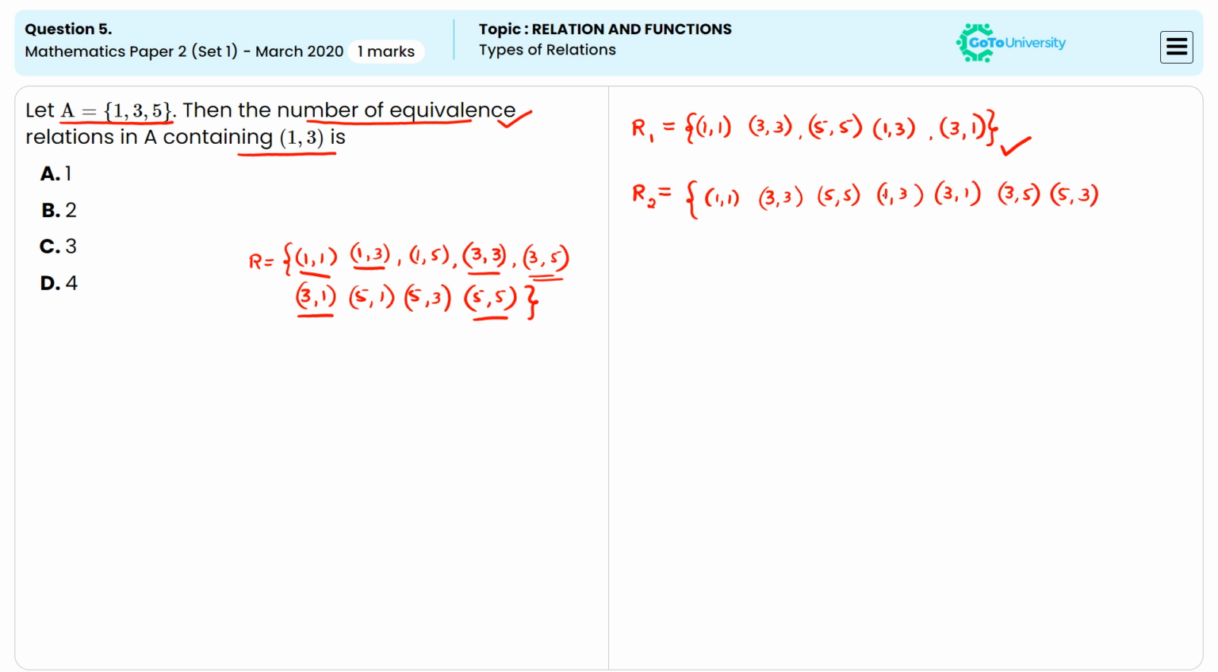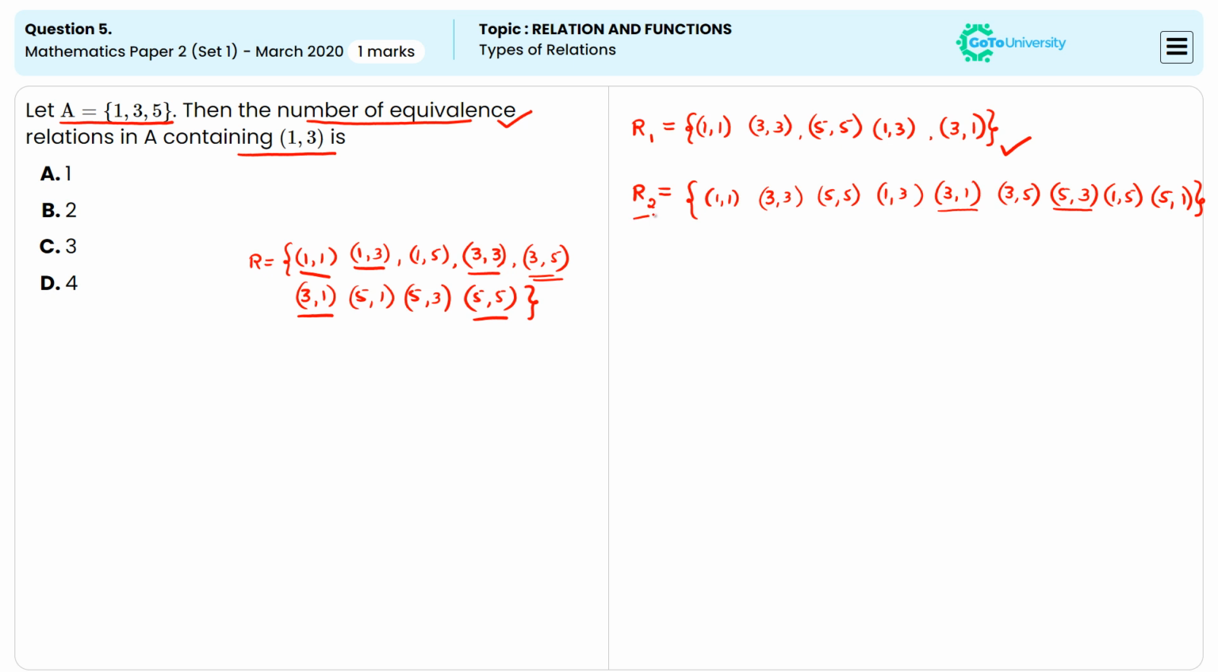Next, in order to be transitive, since I have (1, 3) and (3, 5) in the relation, then I need to have (1, 5) also in this relation. Next, if I look into this, if I have (5, 3) and (3, 1) in this relation, then (5, 1) should also be there in order to be an equivalence relation.